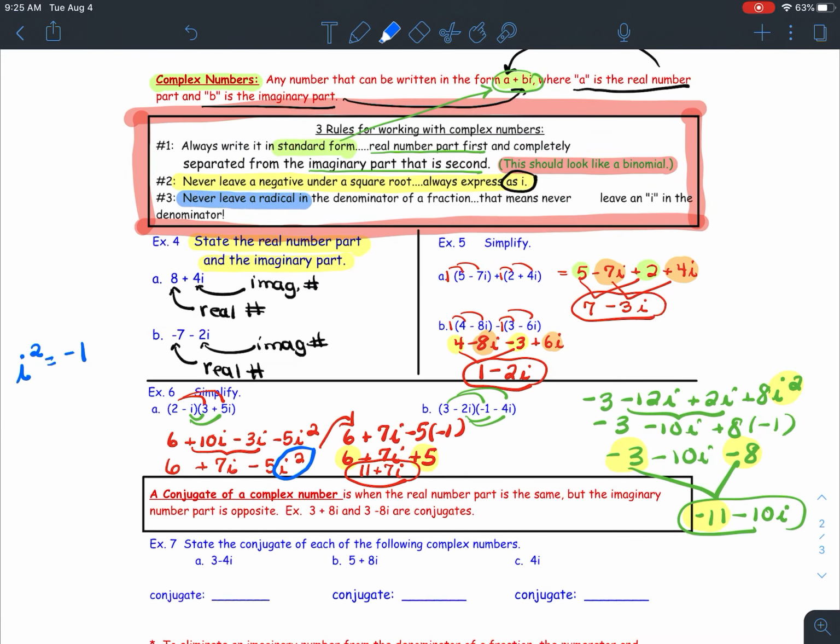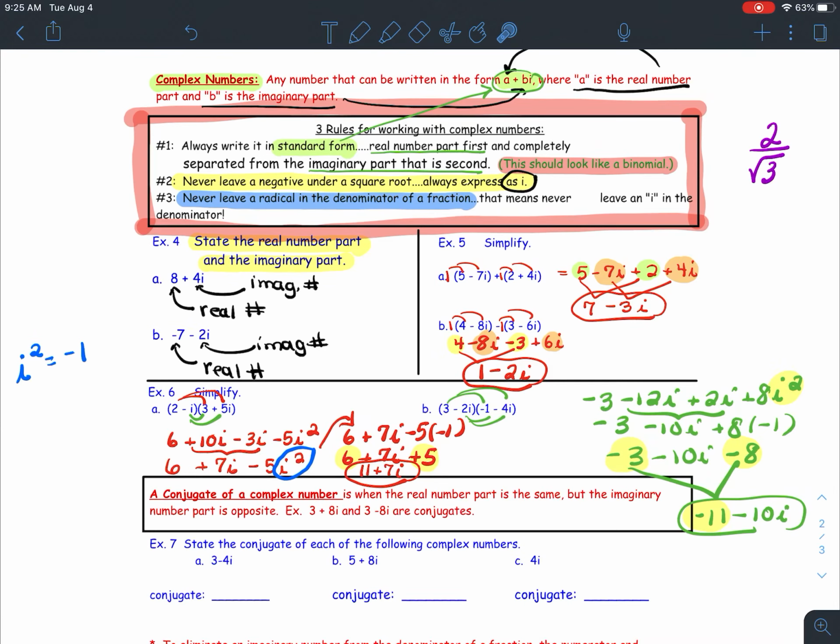What we're going to be discussing today is the third rule here, which is we are never to leave a radical in the bottom of a fraction. And you may have heard this before in geometry. If you have a fraction like 2 divided by the square root of 3, that is considered not a simplified radical. We don't ever want to leave a radical symbol in the bottom.